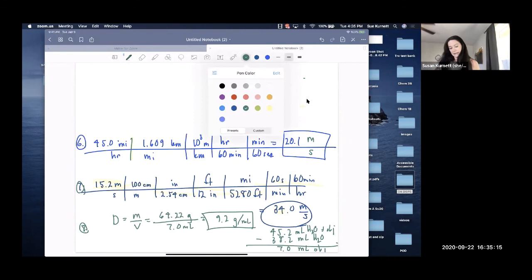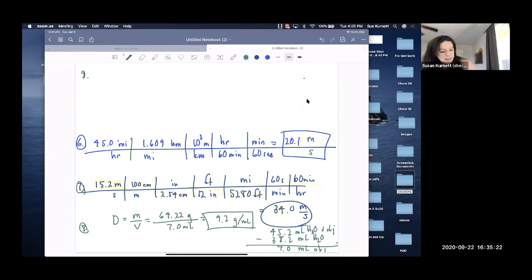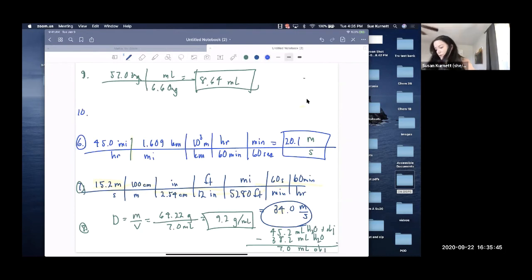Alrighty, number 9. We're just going from mass to volume using a density. Densities have limited sig figs. This one has 3, so our answer is limited to 3 sig figs. And now we're going the other direction. Oh, this one's going to kilograms. How exciting.